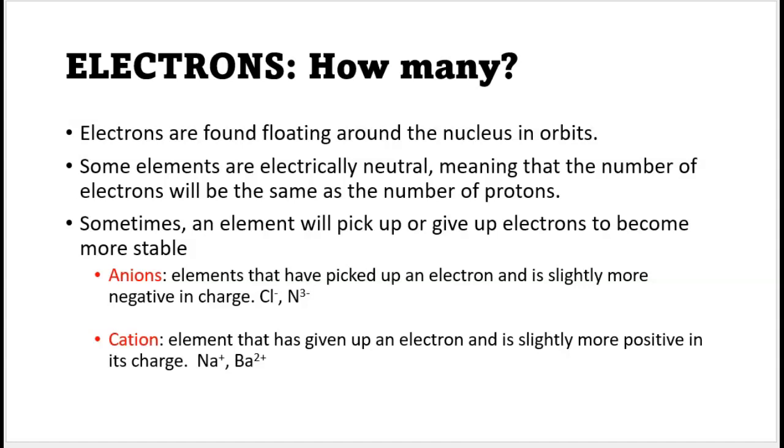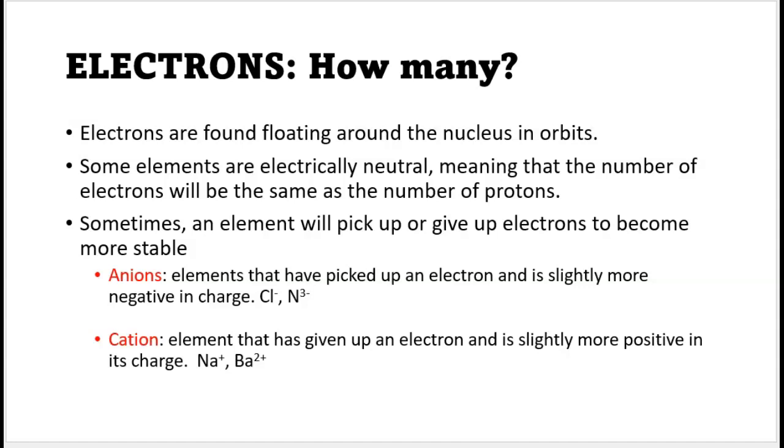Electrons are floating around the nucleus in orbits. The next lecture video is going to talk about how they're actually arranged in those orbits. But we assume that unless noted, elements are neutrally charged, so the number of electrons is going to equal the number of protons. But every once in a while, an element will give up an electron or pick up an electron, giving it either more of a negative charge or more of a positive charge.